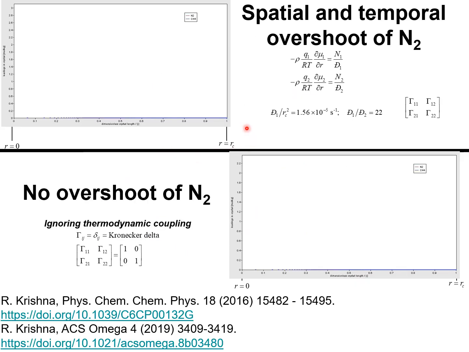Let's model the nitrogen methane mixture uptake in LTA-4A zeolite using the Maxwell-Stefan diffusion equations. The D12 term signifying correlations between 1 and 2 need not be accounted for because the guest molecules jump one at a time across the windows from one cage to the adjacent cage of LTA-4A zeolite.